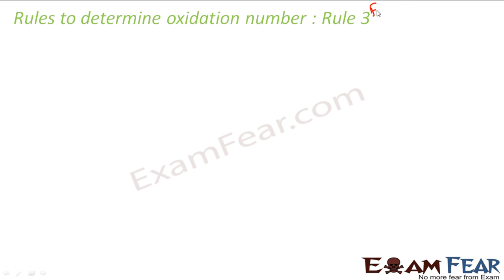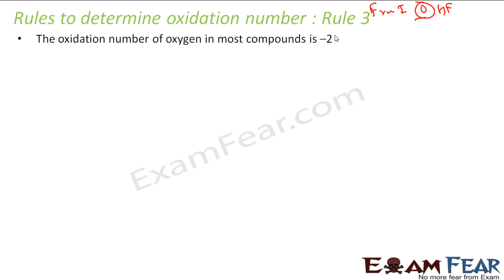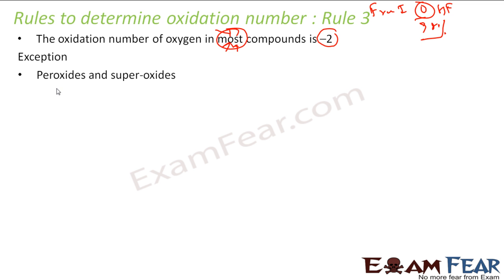Third is oxygen. It says the oxidation number of oxygen in most compounds is -2. Please note, most, it is not all. Maybe in 98% of compounds it is -2, but there are some exceptions to it. The exceptions are peroxides and superoxides, and also when oxygen is bonded to fluorine.